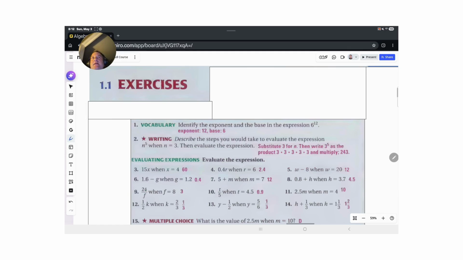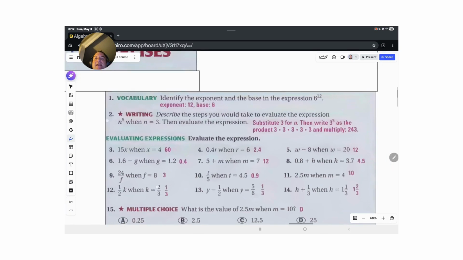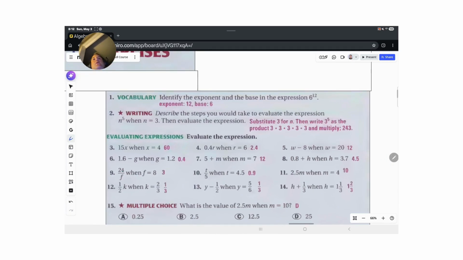Let's take a look here at number 1. We have identify the exponent and the base in the expression 6 to the 12th power. So we have a repeated factor and the number that tells us how many times it repeats. The big number is raised with a smaller number, our superscript here. So the base is 6, and the exponent, our term here, is 12.